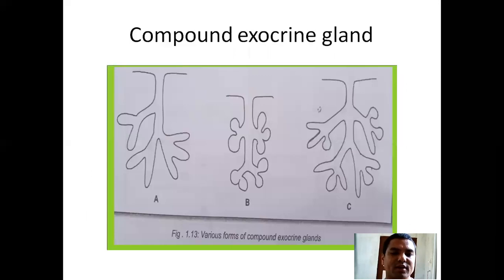See here the figure. A, B, C all have branches, so they are called compound. A is branched tubular, B is branched alveolar, and C is branched alveolar tubular gland. Alveolar and tubular both are present in figure C. That is compound tubuloalveolar gland.